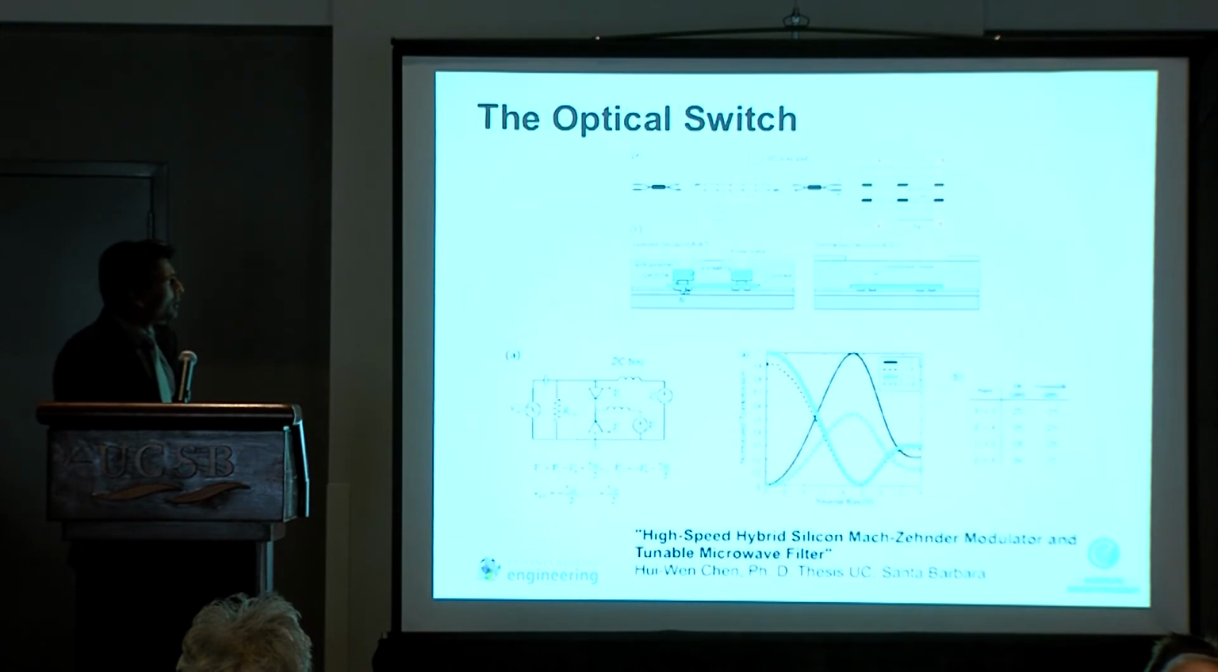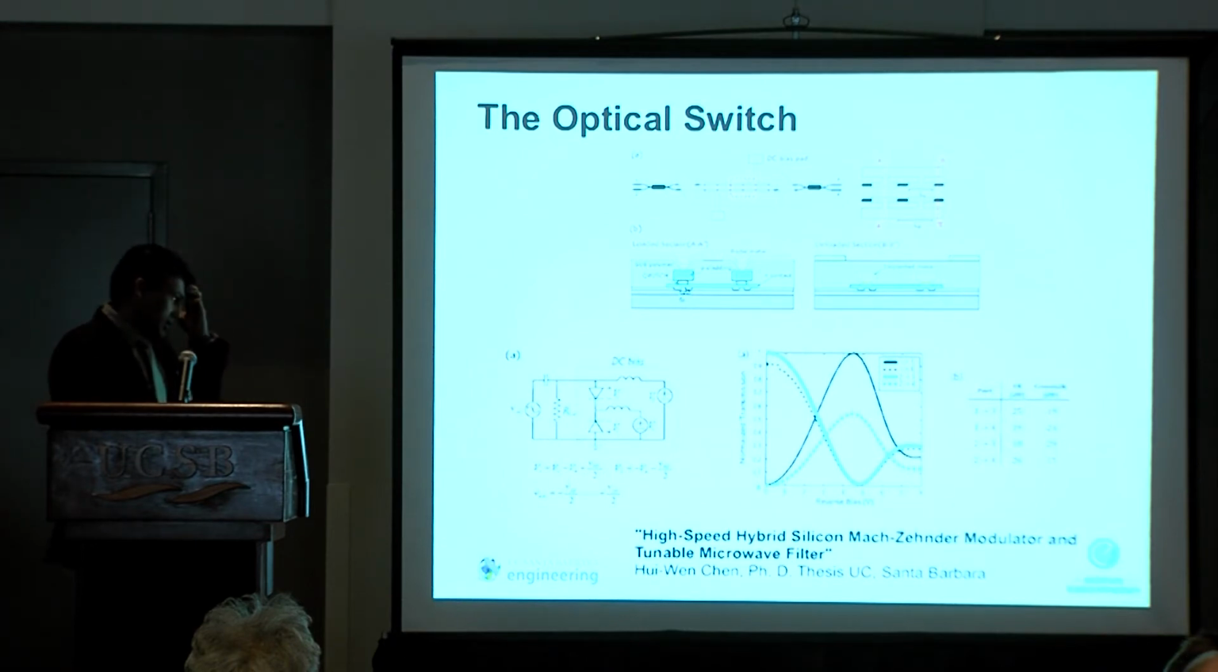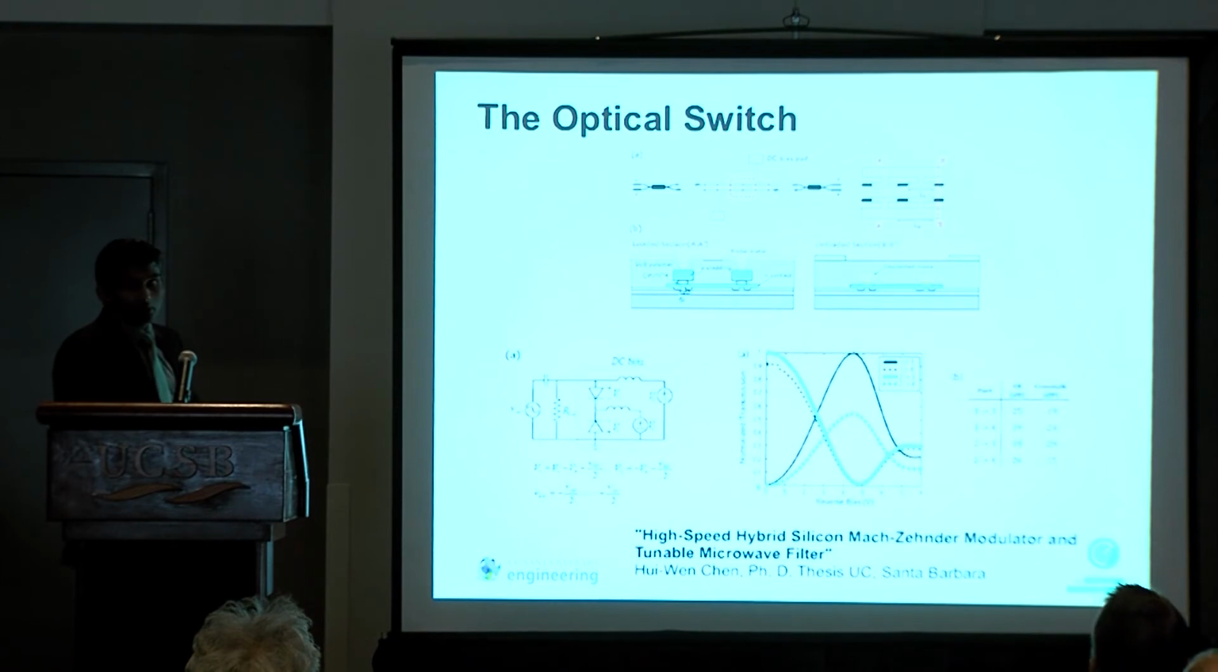That's basically all that it does. So the optical switch was designed by John's group, and this is an optical switch that's based on a field effect, so it doesn't actually consume current. It's actually a reverse bias diode, so it does not actively consume current. It's a hybrid silicon Mach-Zehnder modulator. This was done by one of John's students, and this is what we based our entire design on.